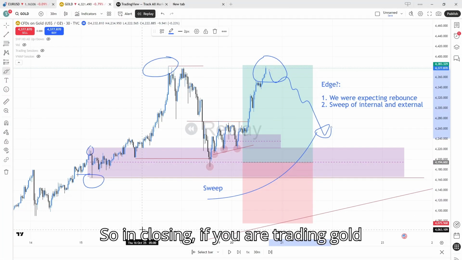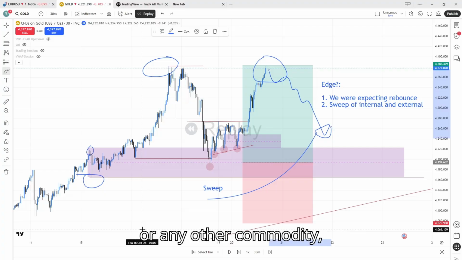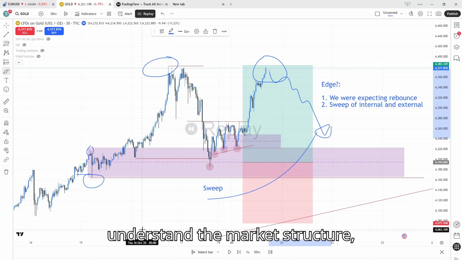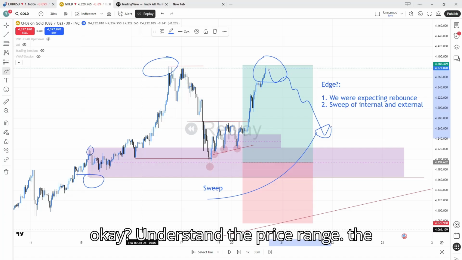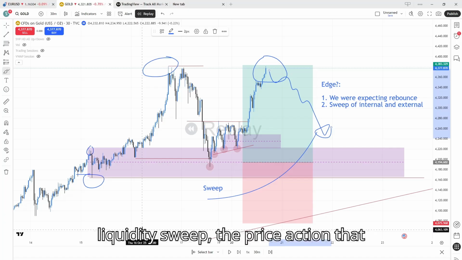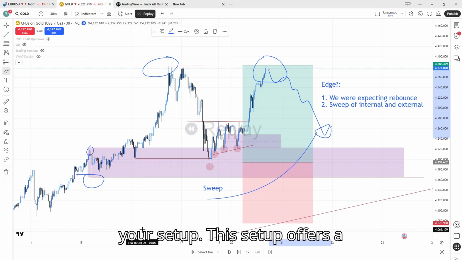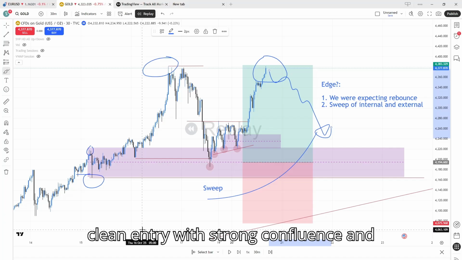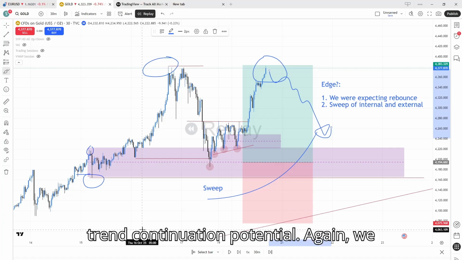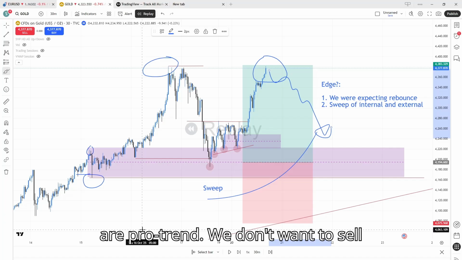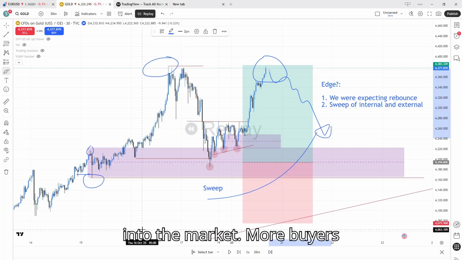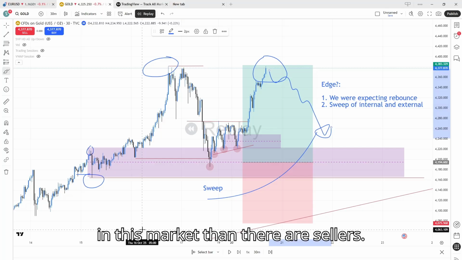So, in closing, if you are trading gold or any other commodity, understand the market structure. Okay? Understand the price range, the liquidity sweep, the price action that signals crucial areas where you can have your setup. This setup offers a clean entry with strong confluence and trend continuation potential. Again, we are pro trend. We don't want to sell into the market. Okay? More buyers in this market than there are sellers.